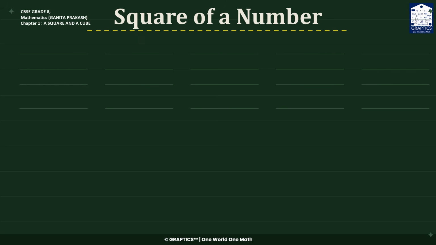Let's begin. First, let us understand what a square of a number means. When we multiply a number by itself, the answer we get is called the square of that number. We write it using a small 2 on the top right of the number. We read it as squared. Now, let us look at our examples one by one.